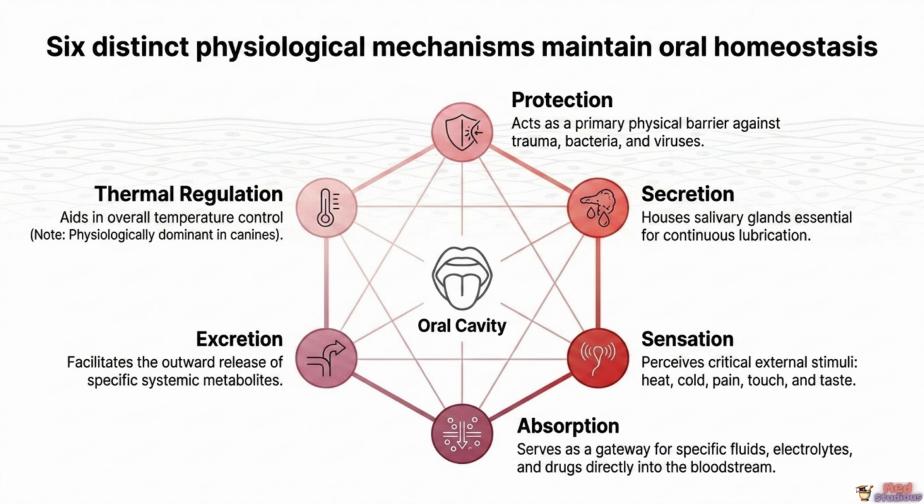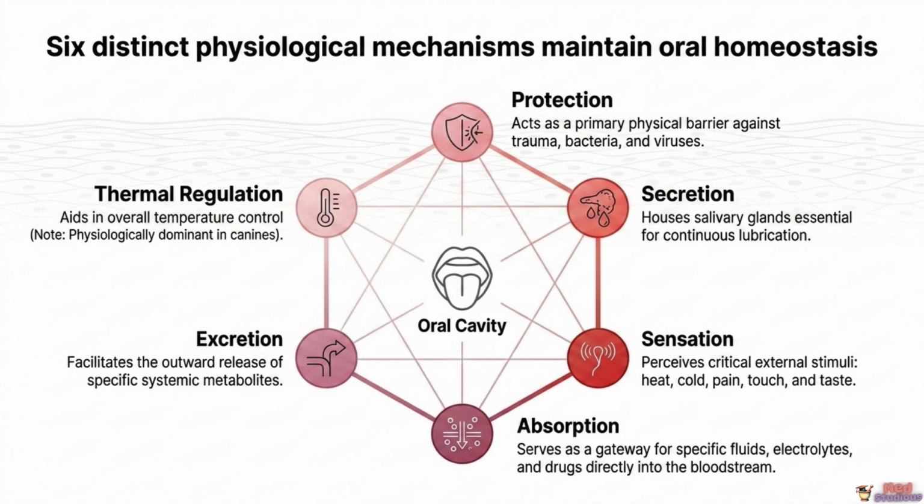Third is sensation. The mucosa is richly innervated and can accurately perceive heat, cold, pain, fine touch, and of course taste through specialized receptor endings and taste buds. Fourth is absorption. The oral mucosa, particularly the sublingual region under the tongue, allows direct absorption of specific drugs and electrolytes into the bloodstream, bypassing the gastrointestinal tract entirely. This is the pharmacological basis of sublingual nitroglycerin in angina and sublingual immunotherapy.